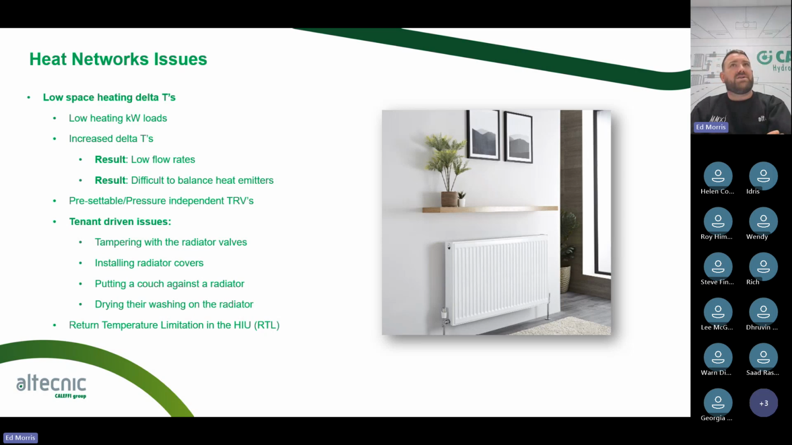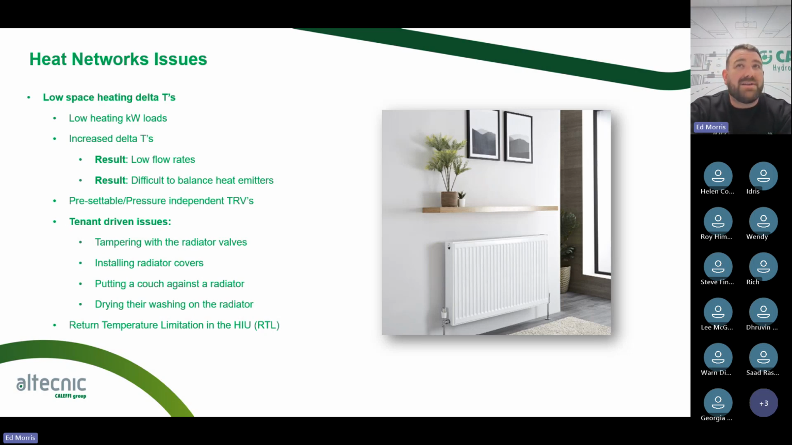But also we have tenant-driven issues. Those being the people that are inside the flats themselves. They tamper with radiator valves. We've all done it. You turn the heating up, turn it down, turn a radiator off, take it off the wall, whatever it may be. But it always has an impact on the system.